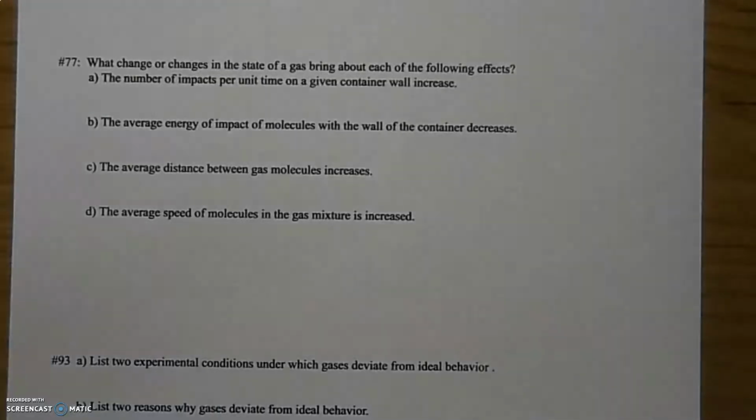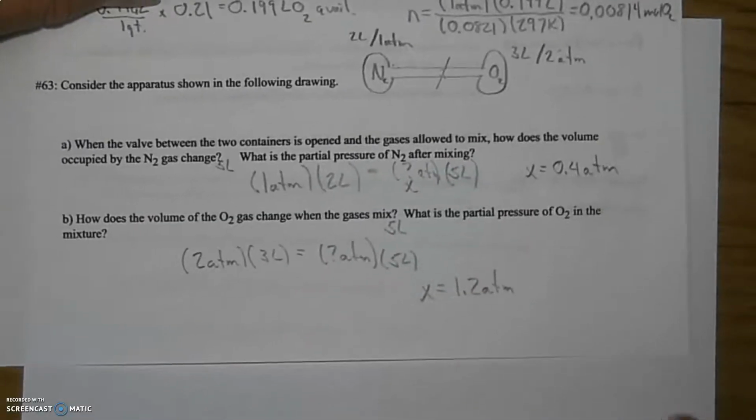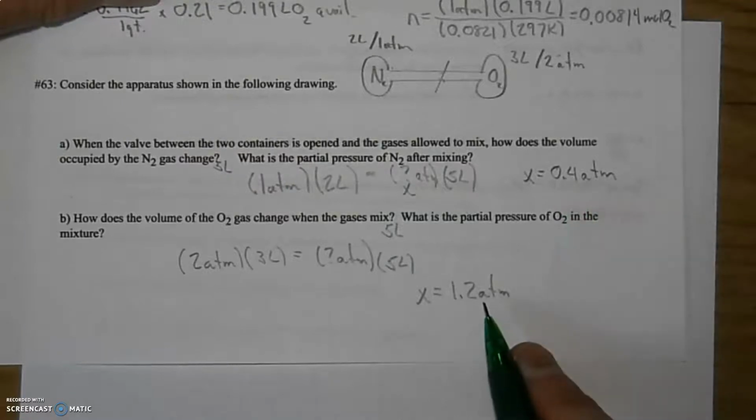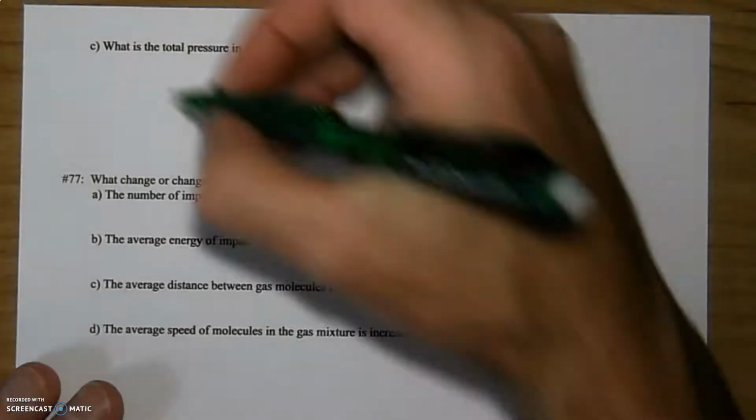Now the final question, based on the law of partial pressures, is: what is the total pressure after the gases mix? Well, just using this one as a reference, again, we already did this work. Here's the pressure of the nitrogen. Here is the pressure of the oxygen. They act independent of each other, so we simply just add them up.